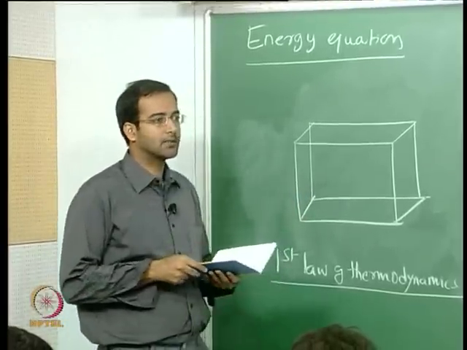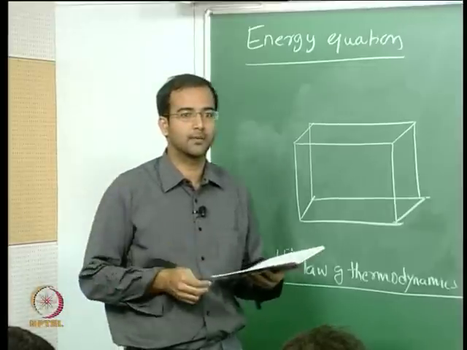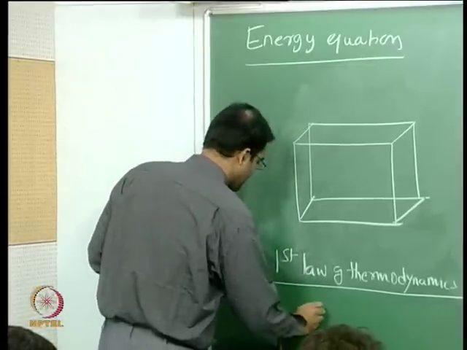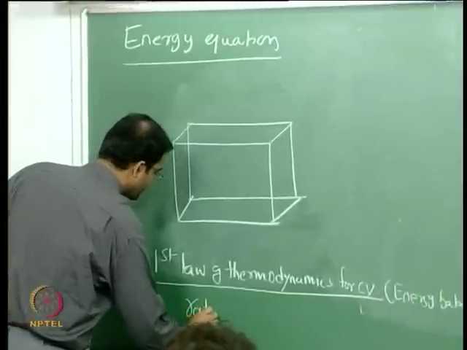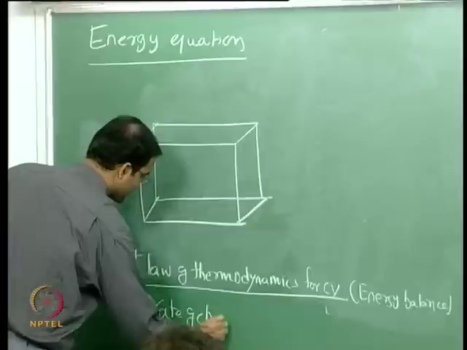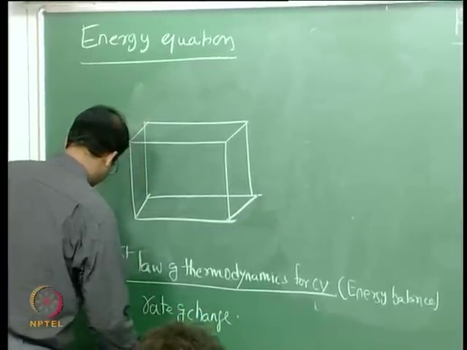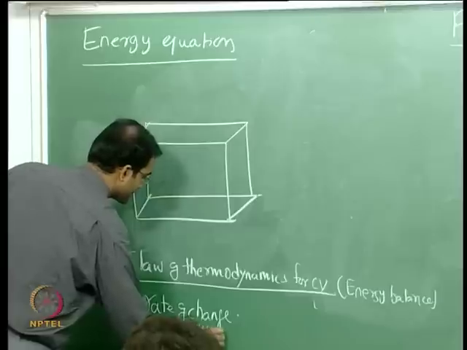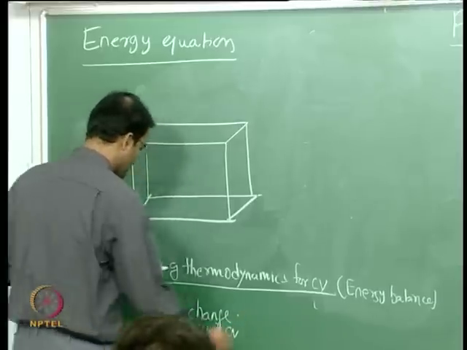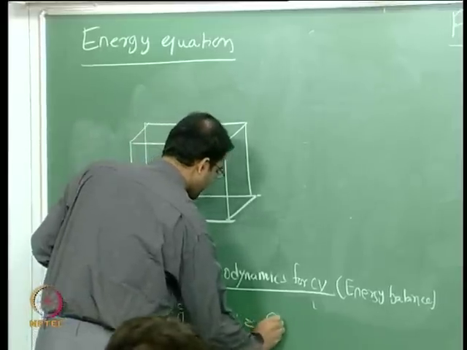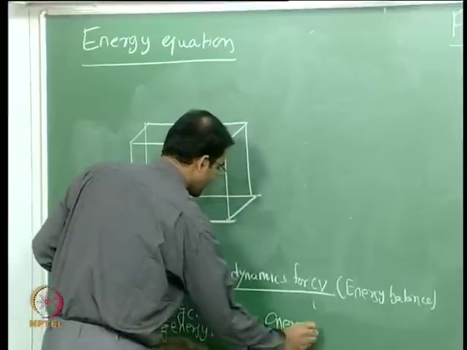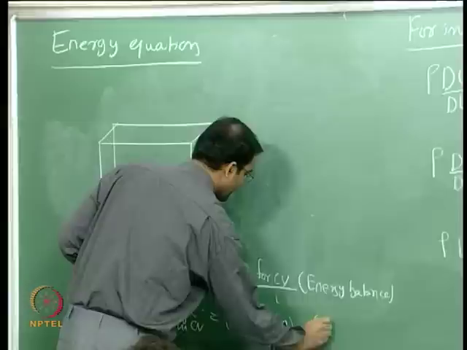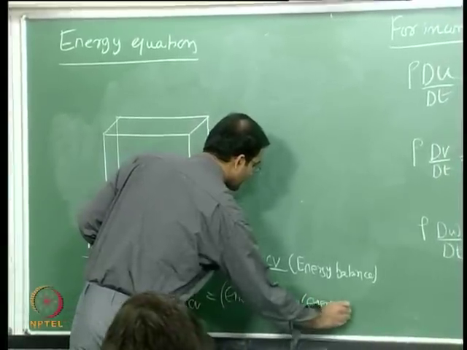Let us expand upon the term efflux of energy. So there are many contributions to that. So what it says clearly is that your rate of change, I am not using notations right now, I will introduce the notations one by one. Rate of change of energy in a control volume should be equal to your energy in, or rate of energy in minus rate of energy out, okay.